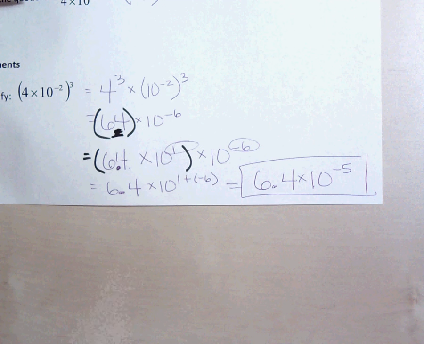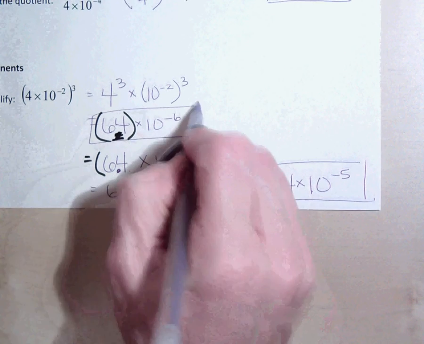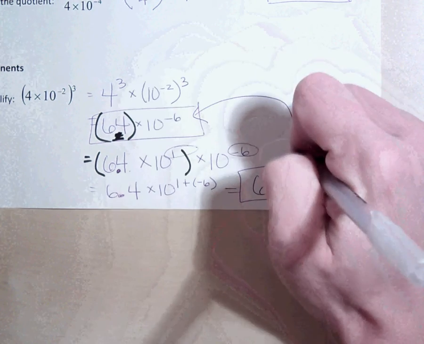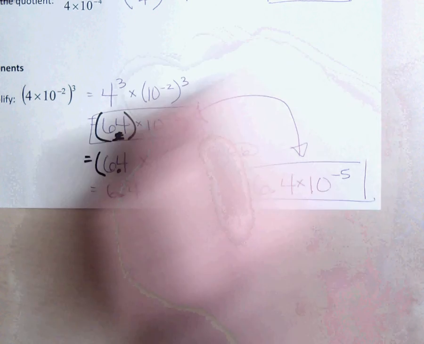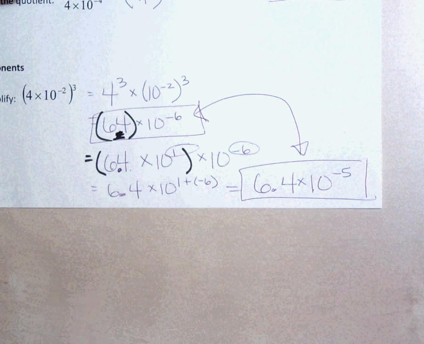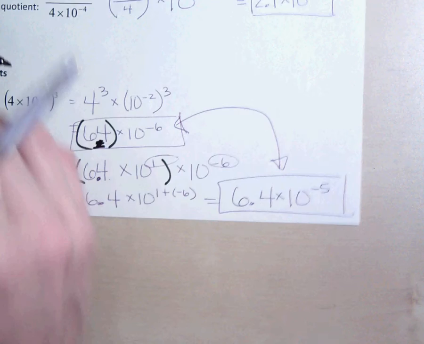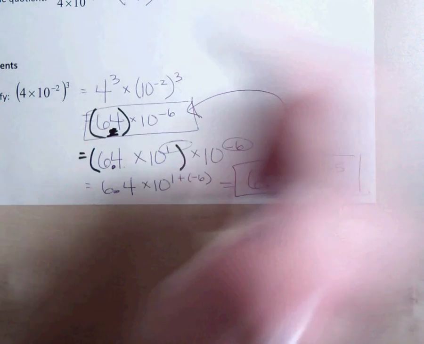And of course you could check it. You can do this on your calculator. Multiply that on your calculator. Verify that you get the same answer, and you know that you're good. So there's always ways to check just to make sure that you didn't make a mistake.